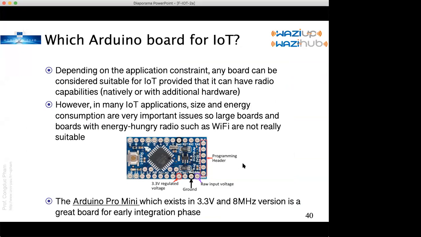Most of the time, you need an Arduino whose size is small so that you can integrate it into your final product more easily. And also, the energy consumption is very important. So the Arduino Pro Mini, for instance, runs at 3.3 volts and in an 8 megahertz version, which is quite suitable for most IoT applications. And this is something that we use a lot.